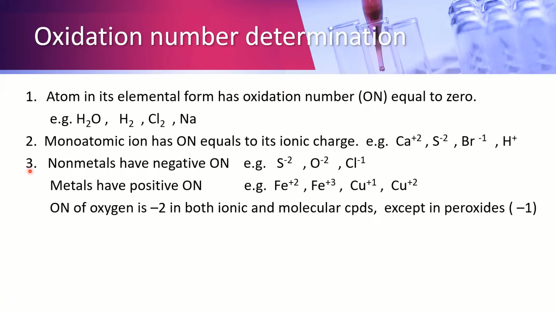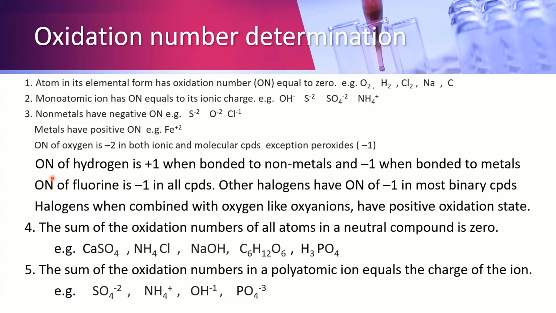Number 3, non-metals have negative oxidation number, while metals have positive oxidation number. There are some exceptions. Oxidation number of oxygen is negative 2 in both ionic and molecular compounds except in peroxide where it is negative 1. Oxidation number of hydrogen is positive 1 when bonded to non-metals and negative 1 when bonded to metals.